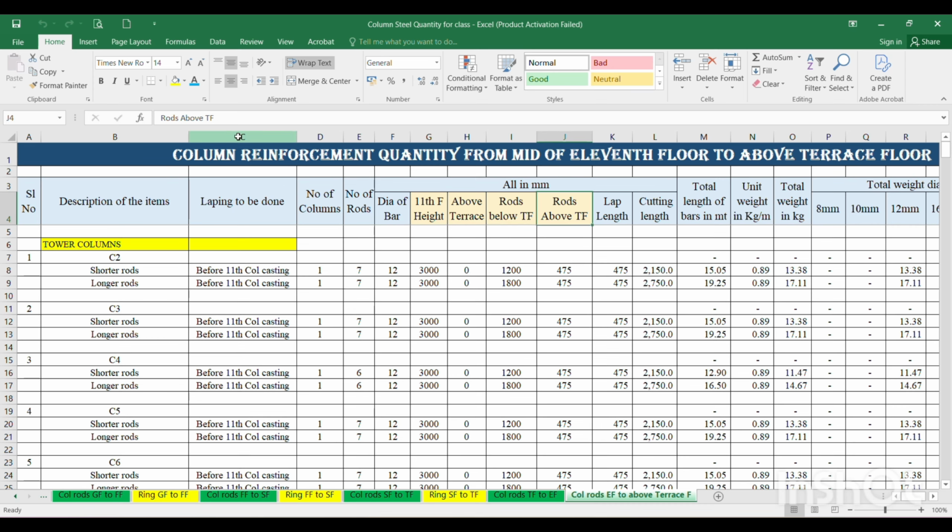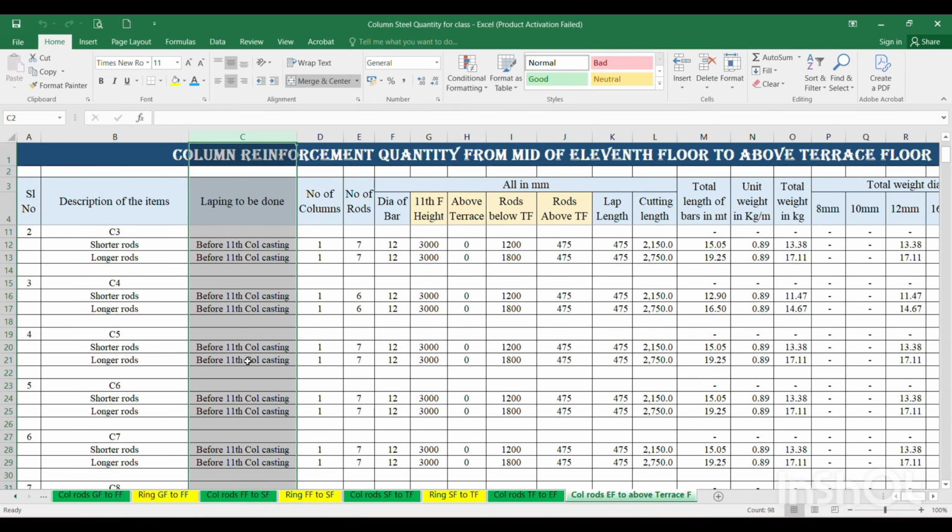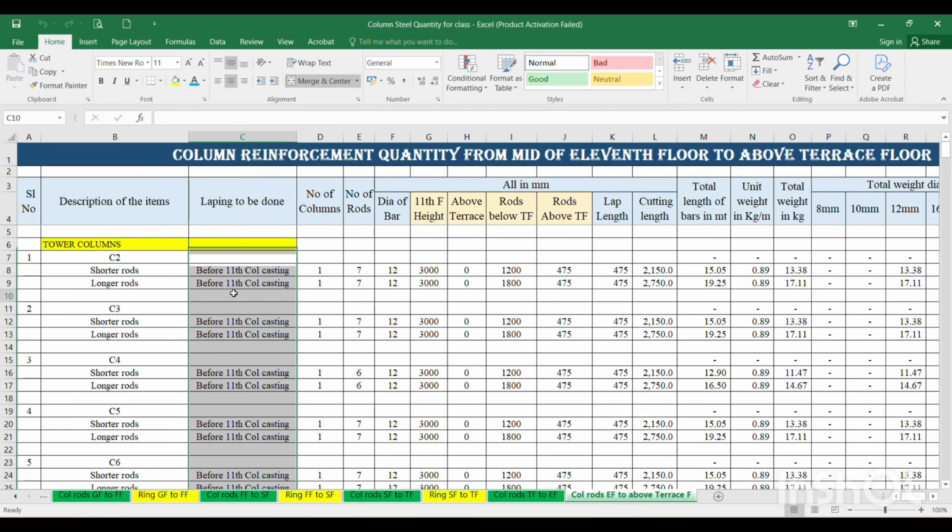I have created one more column for your understanding. It shows which column rods are to be lapped before the 11th floor slab and after the 11th floor slab, and which rods are to be lapped before the terrace floor slab. What the rods to be lapped are and when they have to be lapped, those details I have given in this column.